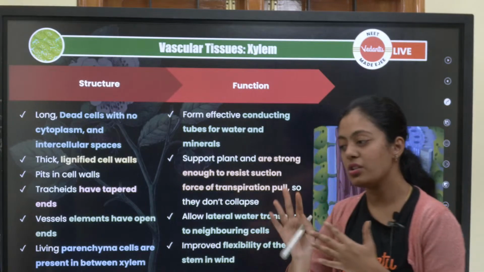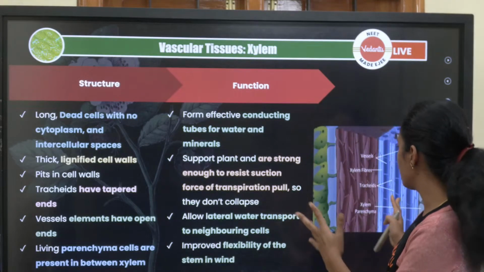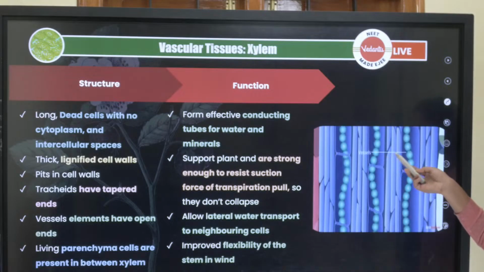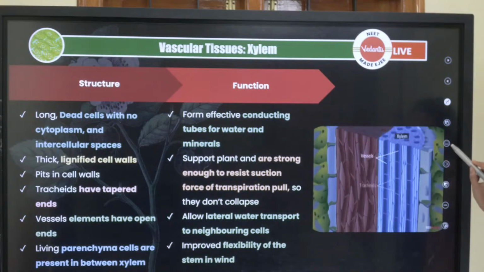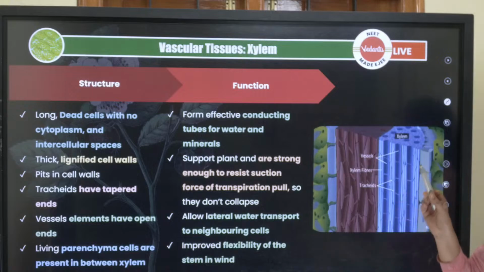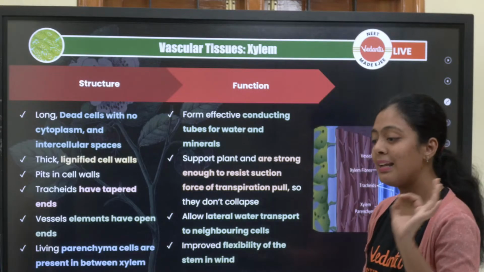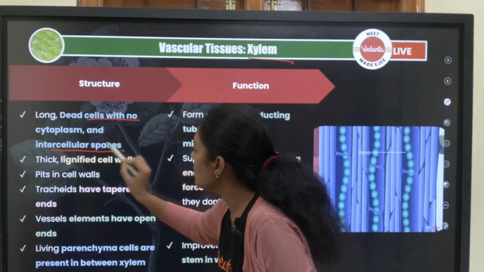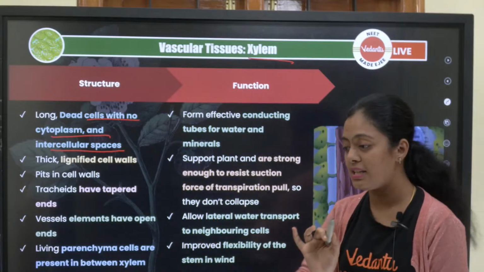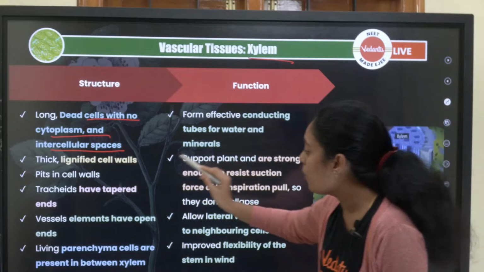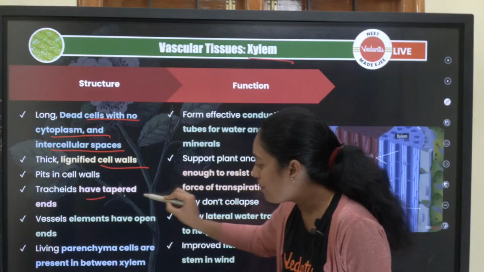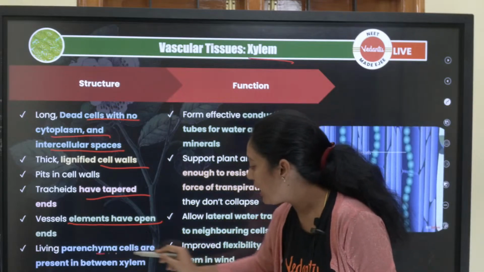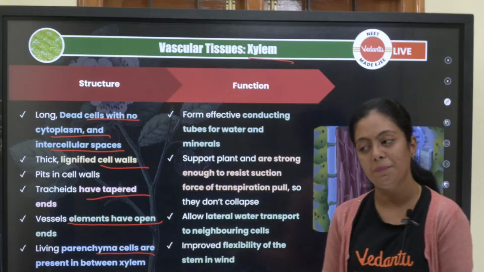Yes. Structure and function of xylem. We already discussed it. Okay, you can see how nicely they have given vessels. Then you have your tracheids. Tracheids will be surrounding your vessels. They are dead cells with no cytoplasm and intercellular space. Lignified cell wall. Pits. They have tapered ends. The elements have open end. Okay, and parenchyma cells are present in between xylem.